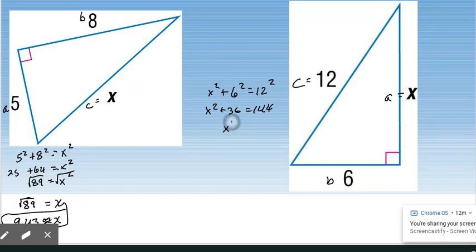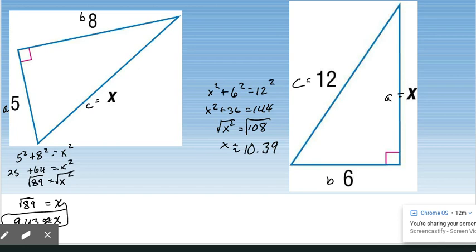Minus 36 on both sides. And I'm going to get 108. Square root both sides. I believe this one can be simplified. Let's get the approximation first. So the square root of 108, I'm going to get 10.39 rounded.